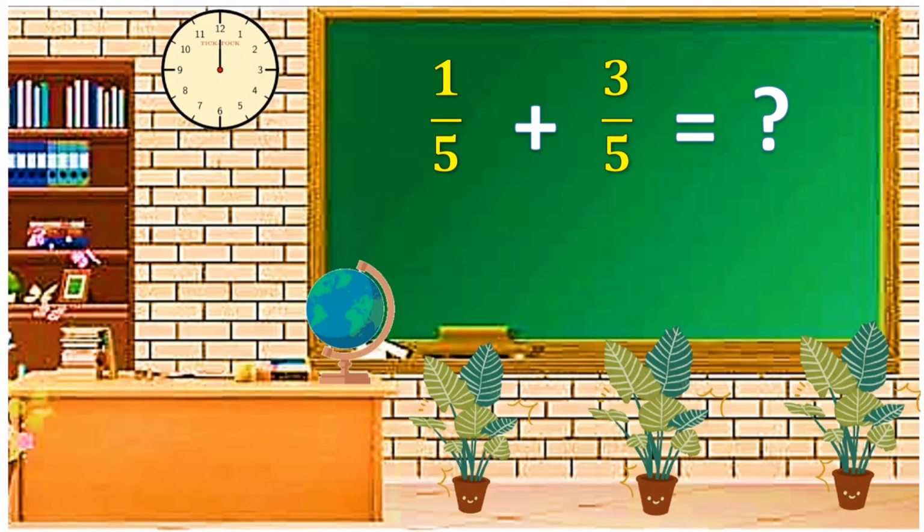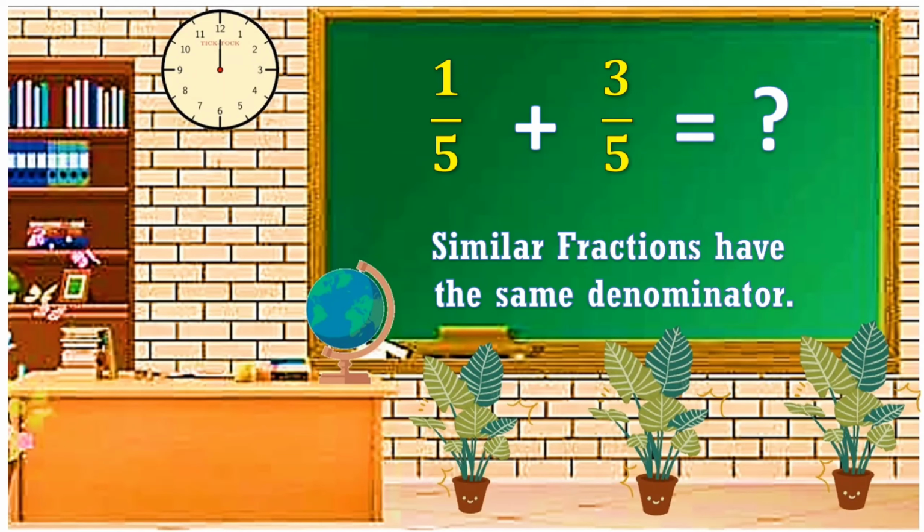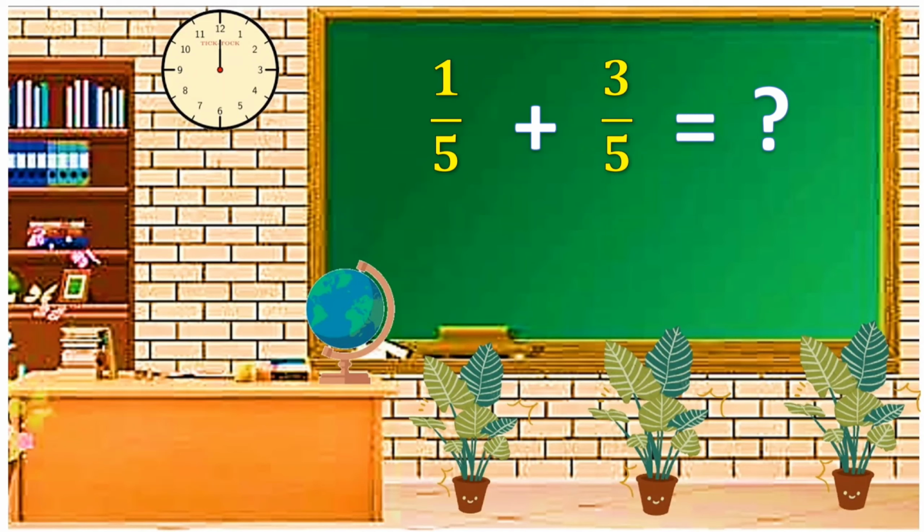Let's begin with our lesson. 1/5 plus 3/5 equals. These numbers are called similar fractions because they have the same denominator. If you are going to visualize 1/5 plus 3/5, it looks like this.